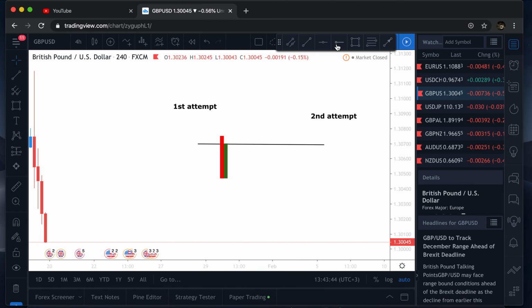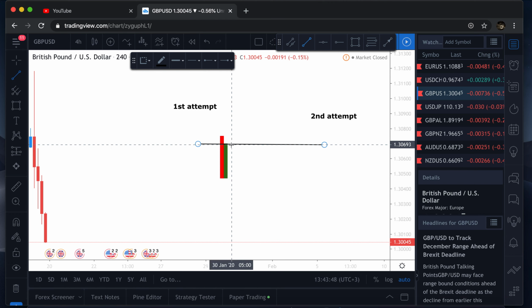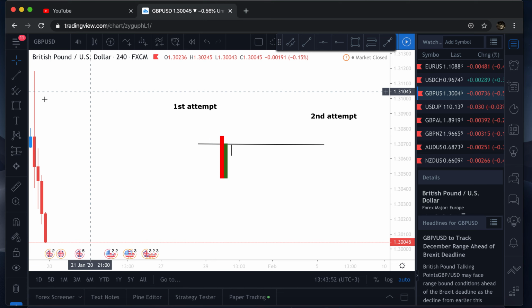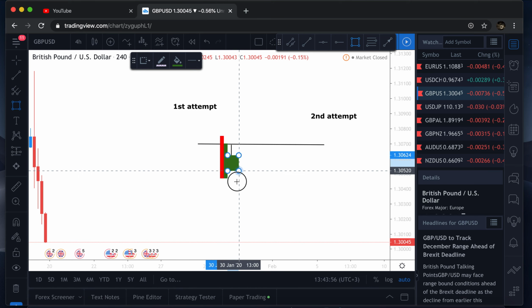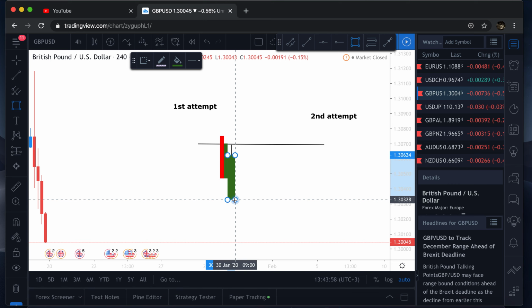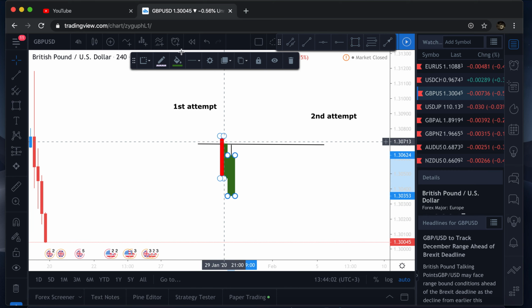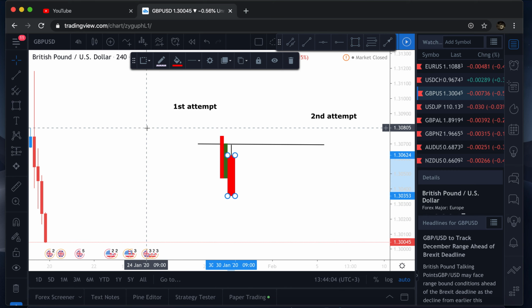And what happens? What happens? I want you guys to guess what happens before I do it. Yep, you guys guessed it right. At least I'm hoping you did. This is what happens. The market tests the structure and boom, just drops.